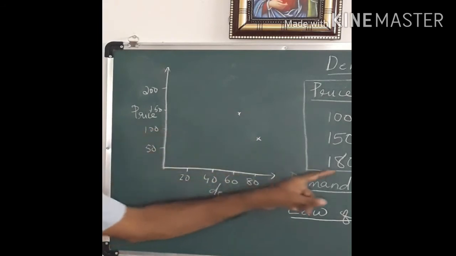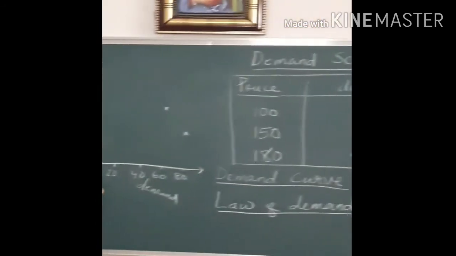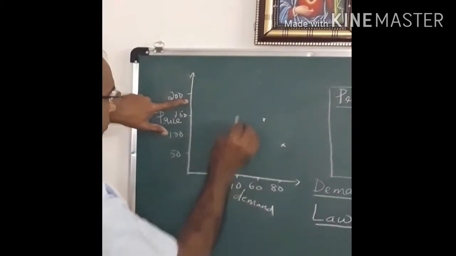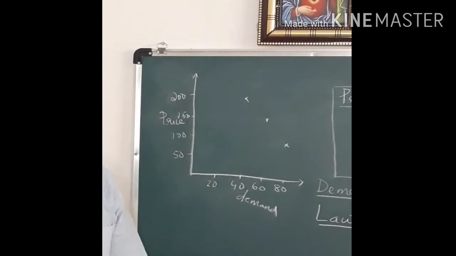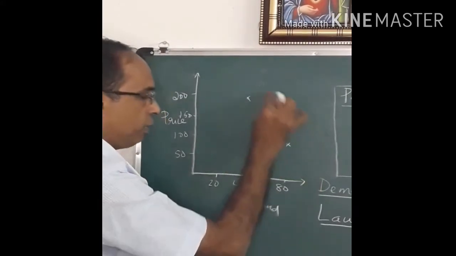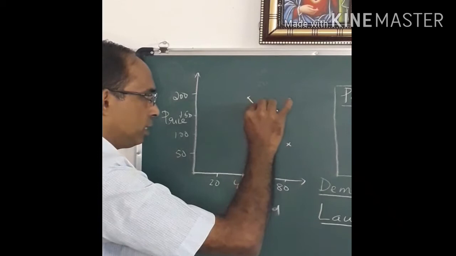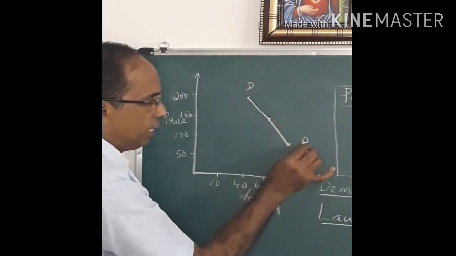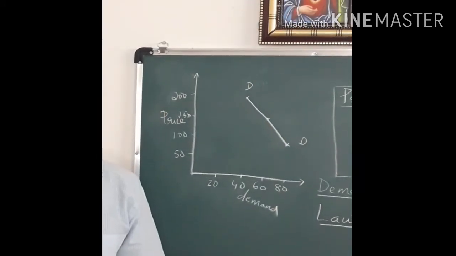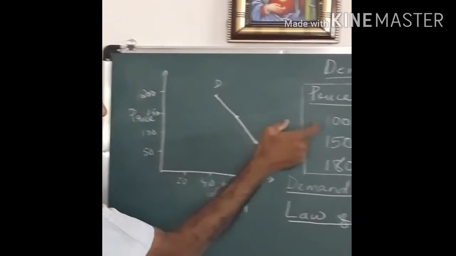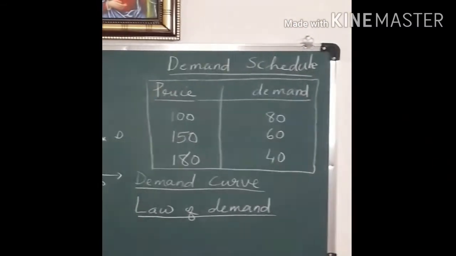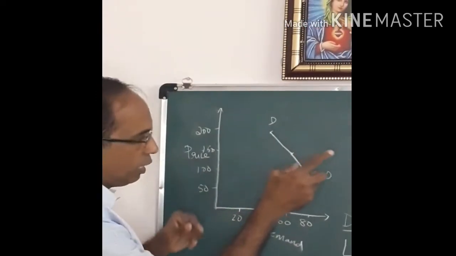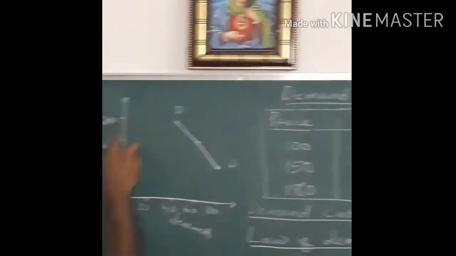Then take another pair, 180, 40. At rupees 180, demand is 40. Okay. Then we get 3 demand points and join these points by a freehand curve. We get a demand curve. Or we may say the demand curve is a graphical representation of the demand schedule. And in other words, the demand schedule shows the inverse relationship between price and demand.